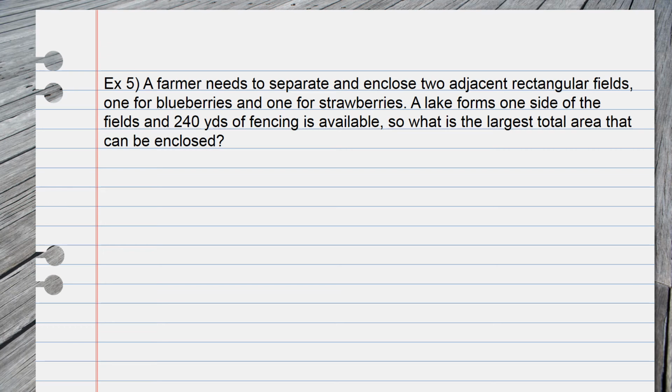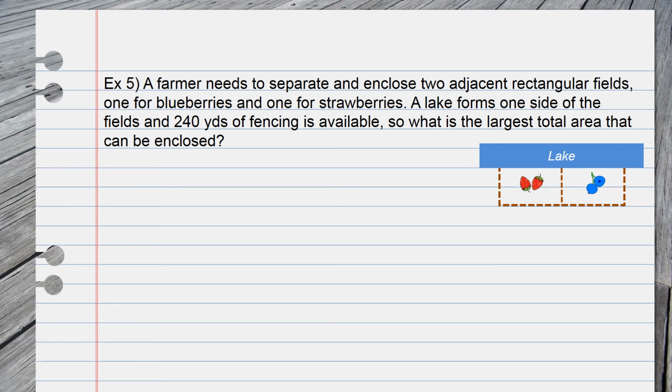Example 5. A farmer needs to separate and enclose two adjacent rectangular fields, one for blueberries and one for strawberries. A lake forms one side of the field and 240 yards of fencing is available. So what is the largest total area that can be enclosed? First, let's draw a picture. We have a lake on one side, and then we have the fence. But it's two fields that are side by side. Again, one's for strawberries, one's for blueberries.